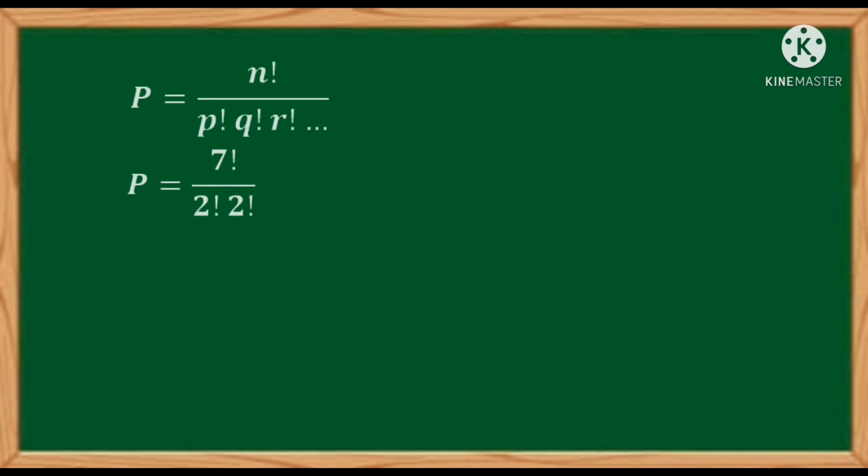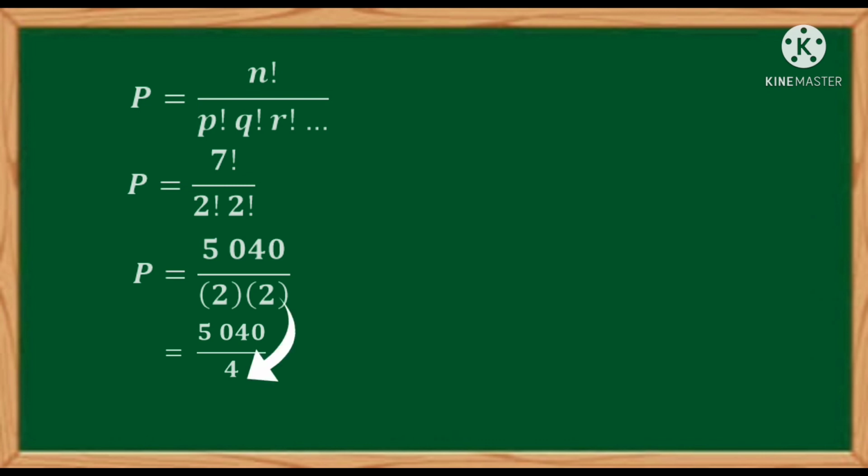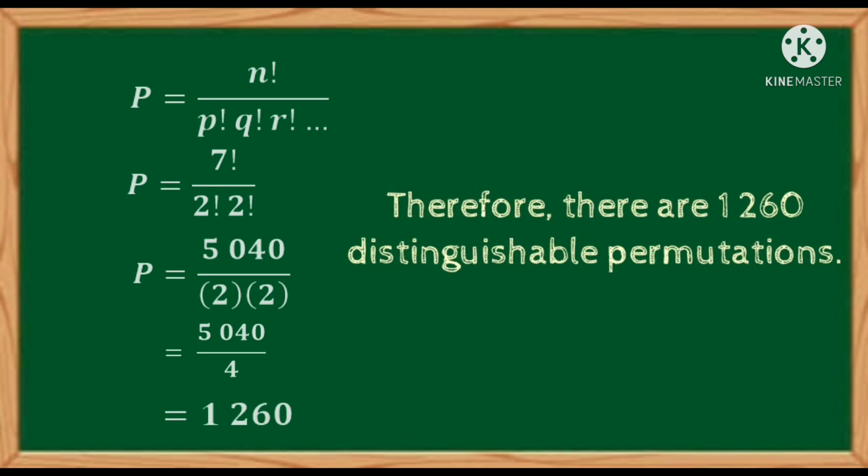Let's simplify. 7 factorial is 5040. 2 factorial is 2. 2 factorial is 2. Then, let's simplify further. So we have 2 times 2 is equal to 4. So we have now 5040 over 4. Let's divide. The answer is 1260. Therefore, there are 1260 distinguishable permutations.